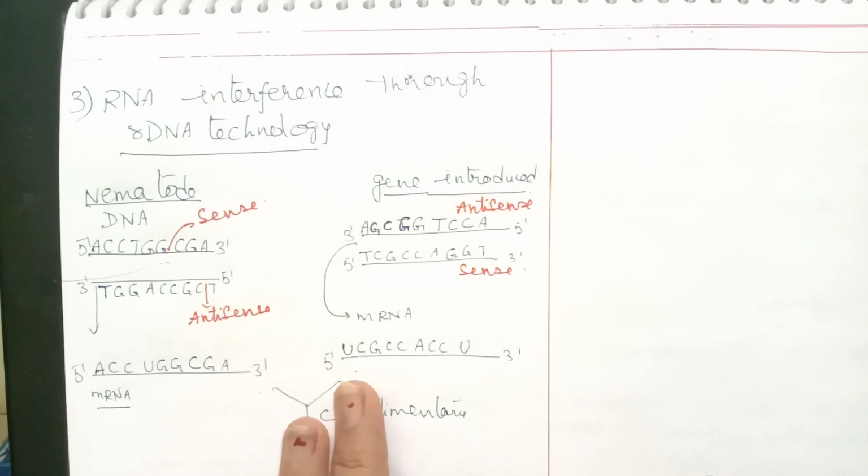When two mRNA strands are complementary, they form a double helix. And you know very well, a double helical RNA cannot function. So that's how RNA is made non-functional. This is what is called the RNA interference technique.